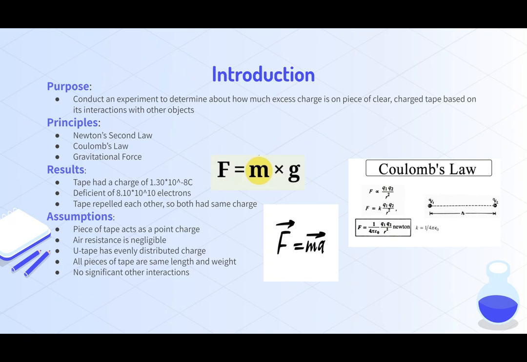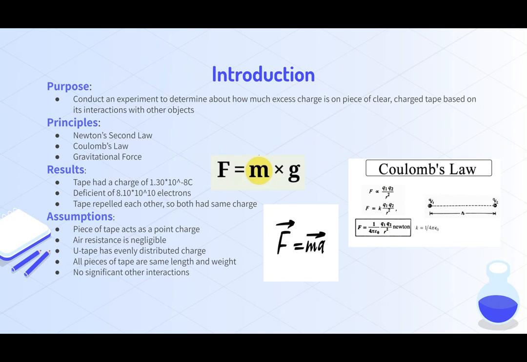A few assumptions were made when performing this experiment. Those were that the piece of tape acts as a point charge, meaning all the charge is in the center of the tape. Air resistance is negligible. The U-tape had an evenly distributed charge. All pieces of tape were the same length and width, and there were no other significant interactions besides the ones explained in this experiment.